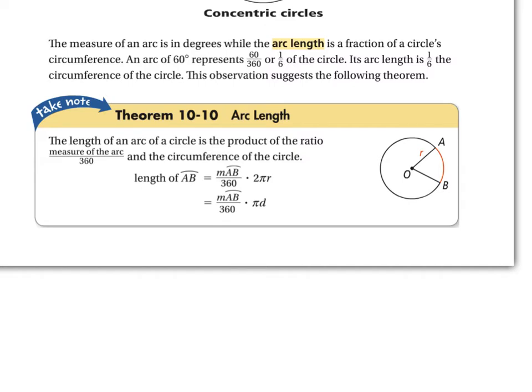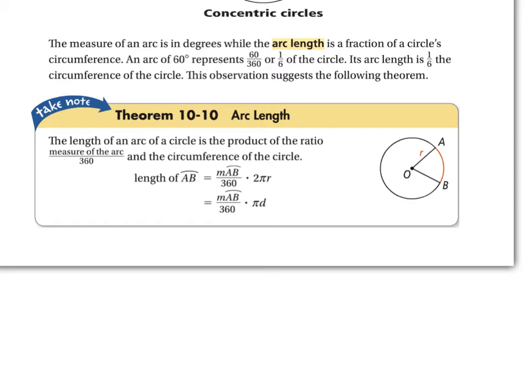Okay, now as we talk about the arc length, the measure of an arc is in degrees, while the arc length is a fraction of a circle's circumference. The measure of an arc is always in degrees. The arc length is how long that distance is from one point to the next, and there's a huge difference. So an arc of 60 degrees represents 60 out of the 360 possible, or 1/6 of the circle. Its arc length is 1/6 the circumference of the circle.